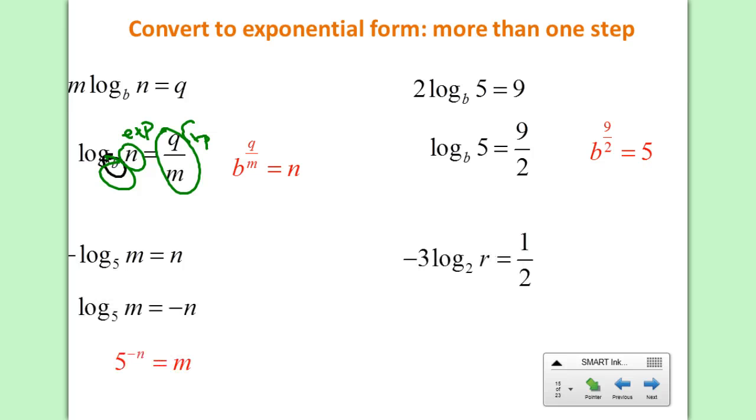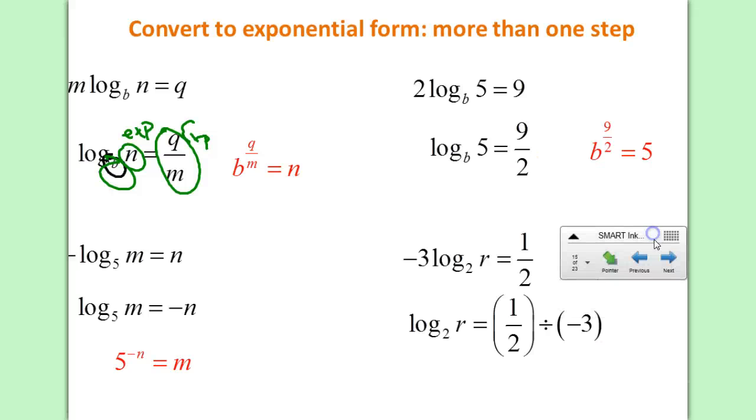And lastly, move that 3. Now I've got 1/2 divided by a negative 3. Whoa, what's that going to be? Seems like a minus 1/6. And I've got 2 to the minus 1/6 equals r.